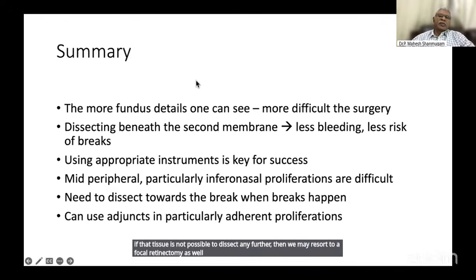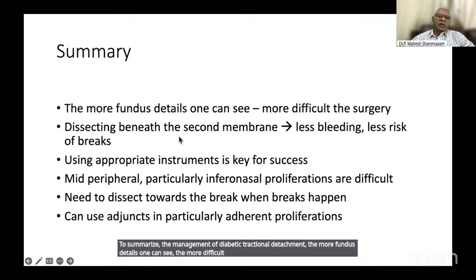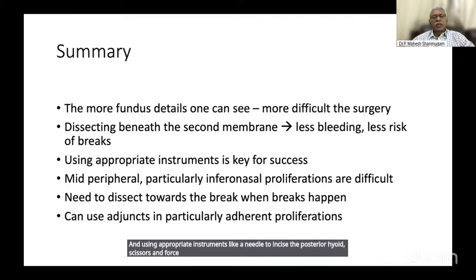To summarize the management of diabetic tractional detachment, the more fundus details one can see, the more difficult the surgery. Dissecting beneath the second membrane lessens the chance of bleeding and the risk of breaks. And using appropriate instruments like a needle to incise the posterior hyaloid, scissors and forceps wherever we need to sharp dissect the fibrovascular nails, and a cutter for foldback dissection.